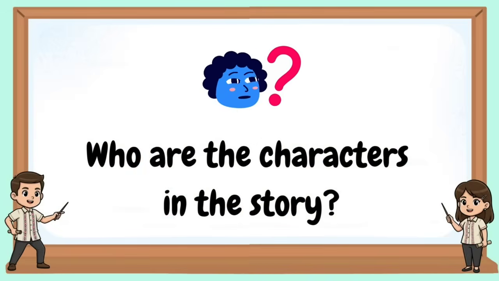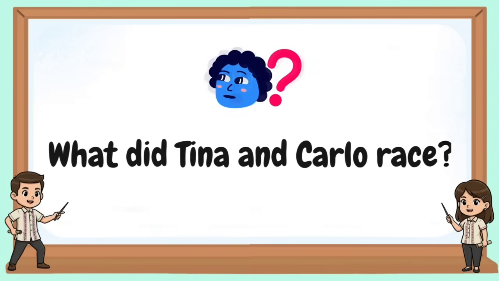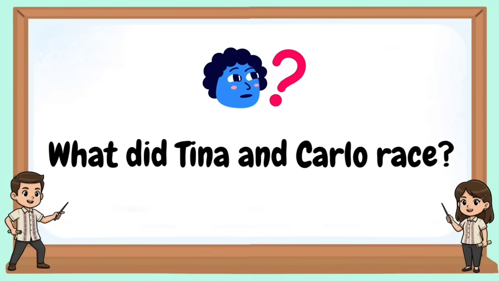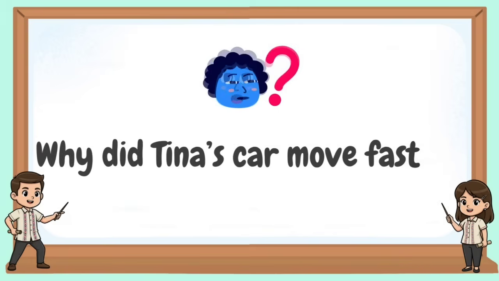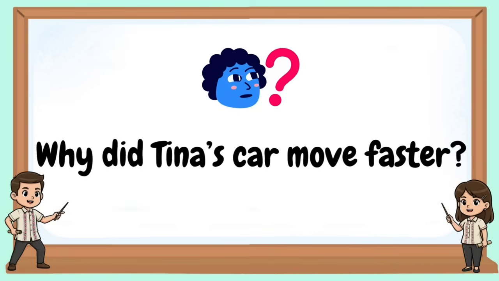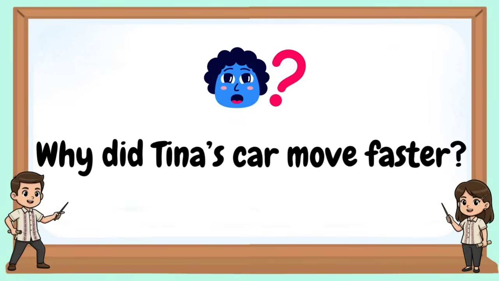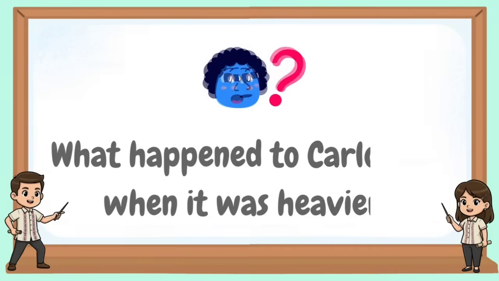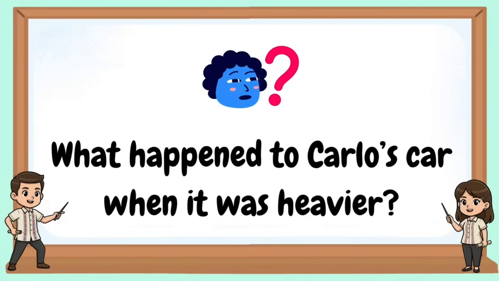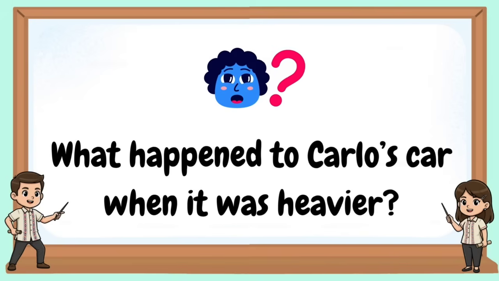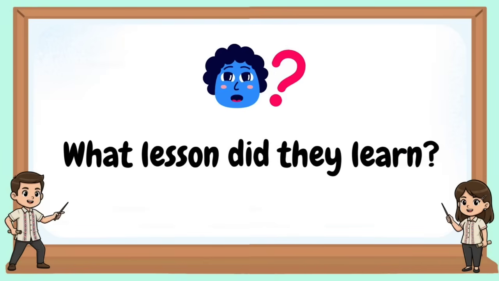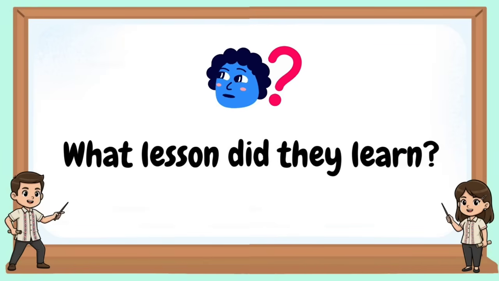Who are the characters in the story? What did Tina and Carlo race? Why did Tina's car move faster? What happened to Carlo's car when it was heavier? What lesson did they learn?